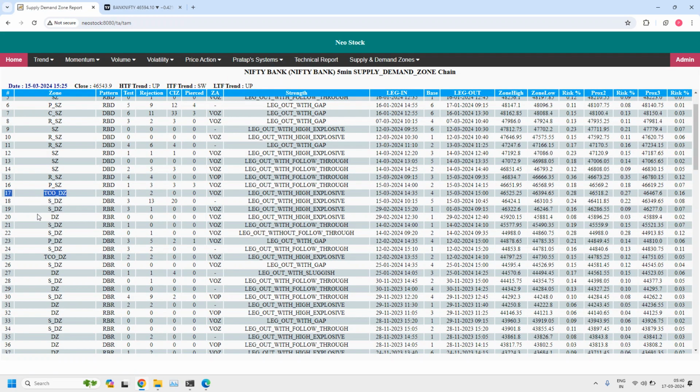So what is the high liquidity zone? Here we have the high liquidity zone, 18th one. Already tested 3 times and 13 rejections. This is 15-3, 10-15. 5 base candles.